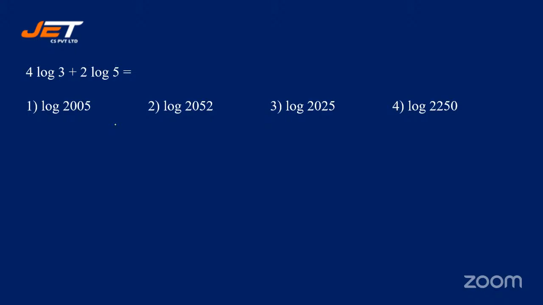4 log 3 plus 2 log 5. Like if it is 3 square, you write it as 2 log 3. Like that, when it is 4 log 3.